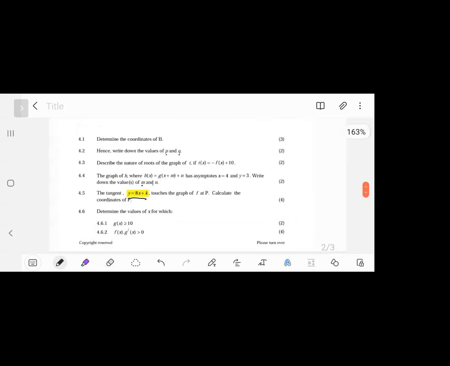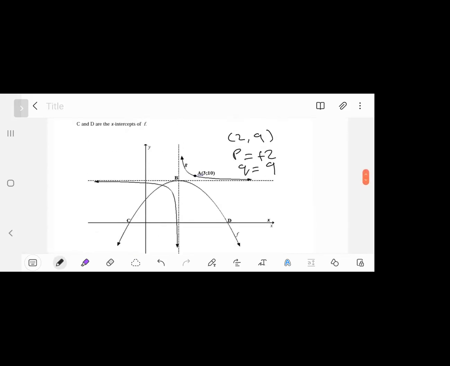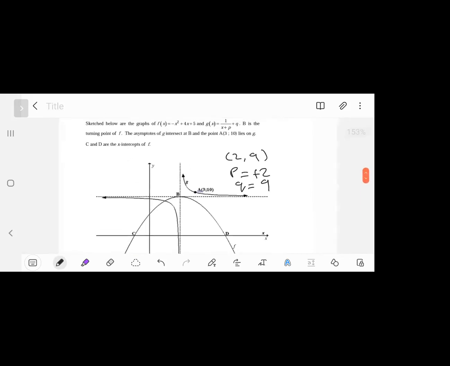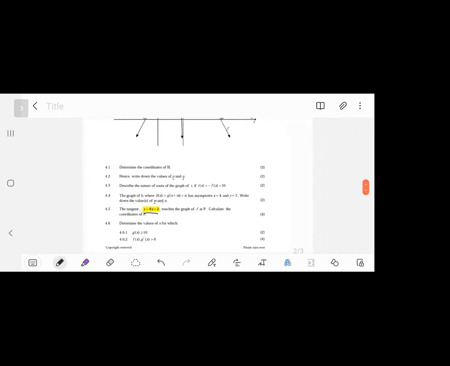So they're saying the tangent y equals 8x plus k at p. Where is p? You don't have p. Can you please repeat and emphasize again the x plus m equals -4 part? Okay.